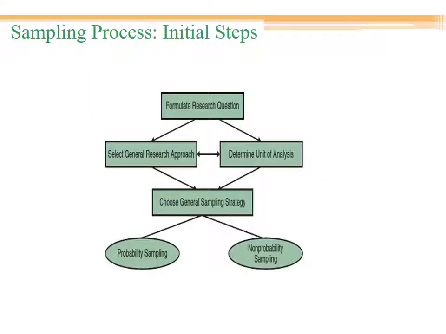Here are the first steps in the sampling process, which helps you decide what your sampling strategy will look like. So a few things to note. First, your sampling strategy depends on your research question, general research approach. For example, is it quantitative or qualitative? And your unit of analysis. For example, students. Second, there are 2 sampling strategies, probability sampling and non-probability sampling. We will go over the differences in the next presentation.